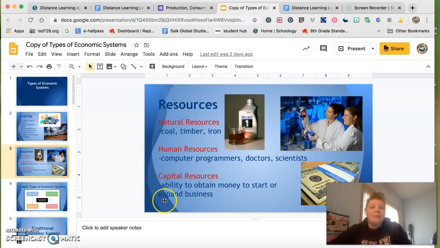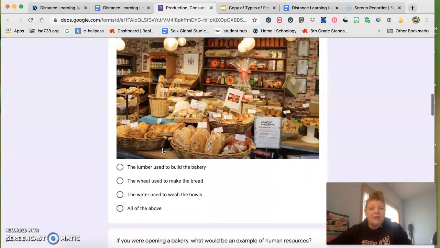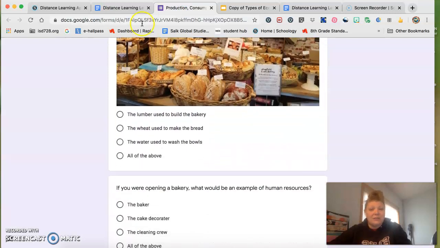And then the capital resources, that's the money that it takes to run a business, to pay for the hair dryers or the twirly chairs or the scissors at a salon. And so whether we're talking about a salon or an auto mechanic or a bakery, there are the factors of production, the resources that all businesses need. And so you're going to use a bakery as an example for talking about those different types of resources.